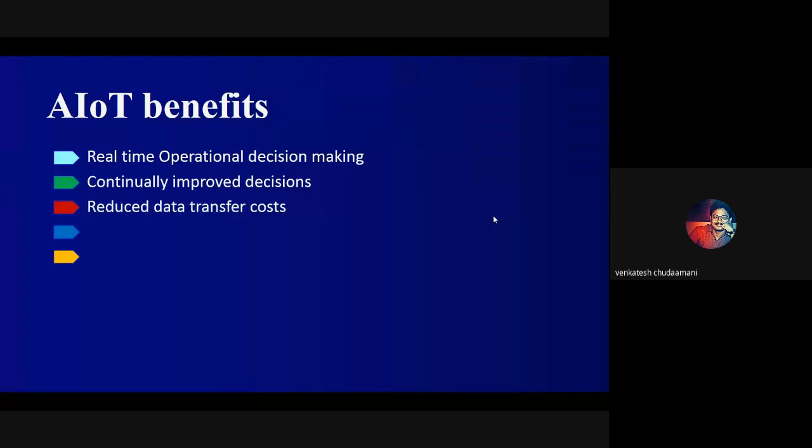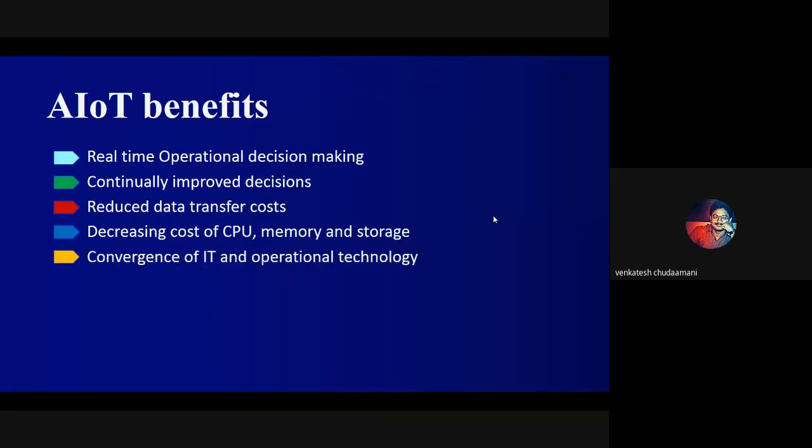It would also reduce data transfer costs, and decrease the cost of CPU, memory and storage, along with convergence of IT and operational technology. It would reduce labor charges, and also in technology there would be interaction between encryption and data, in case any data corruption takes place.